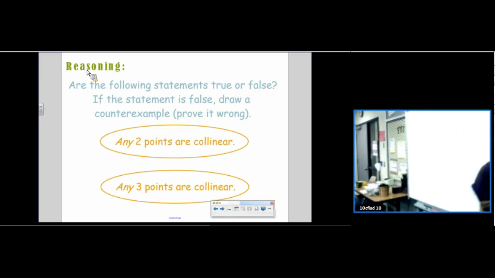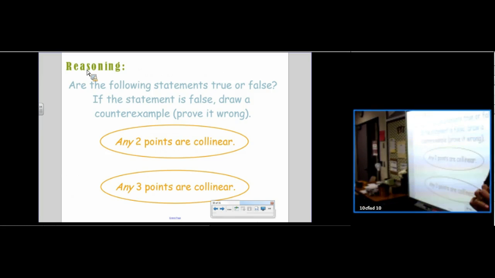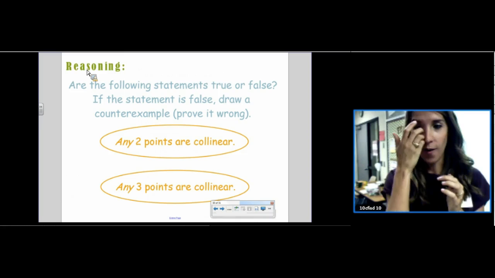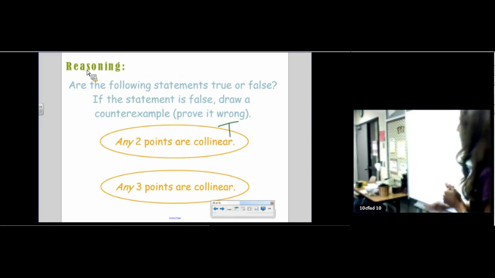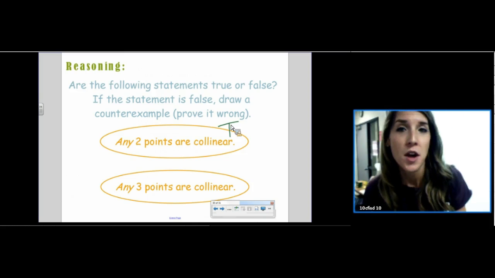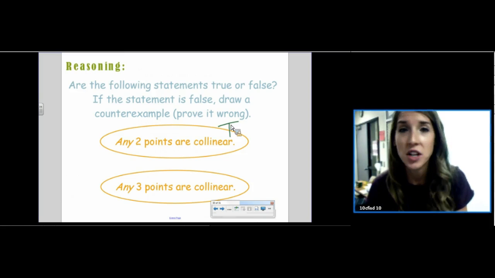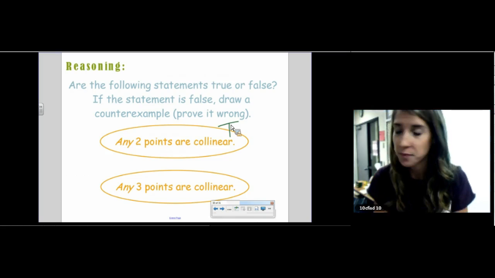So let's look at these statements. Any 2 points are collinear. True or false? It is true because I can't think of a single time in the world where I could draw 2 points and no one could connect them with a line.